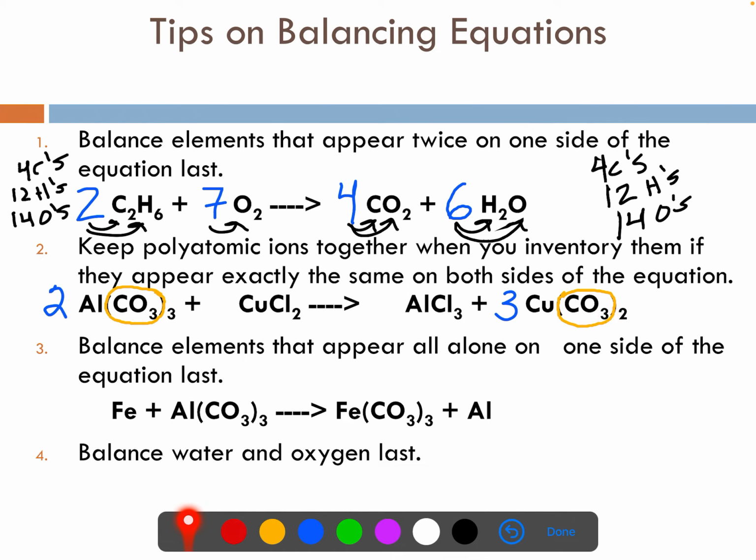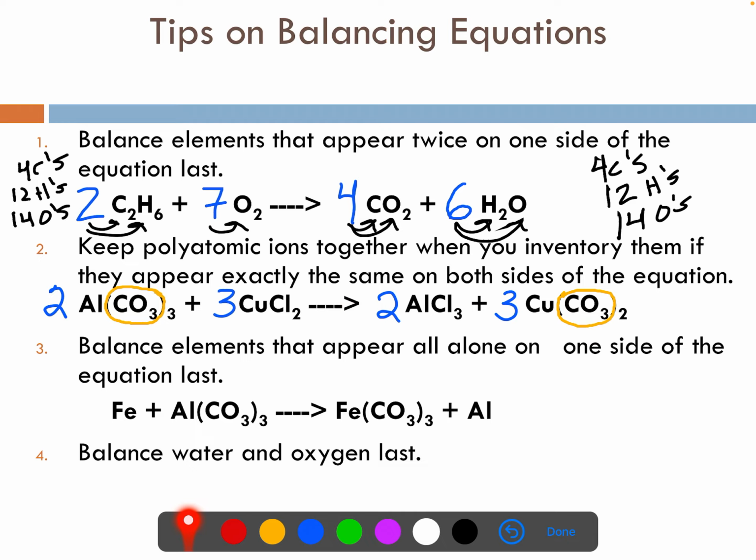Now go ahead and keep balancing. You've got 3 coppers on this side and 3 coppers on this side. You have 2 aluminums over here, so you want to make 2 aluminums over here. Go ahead and check your chlorines. 2 times 3 is 6, or 6 chlorines. This is now balanced.